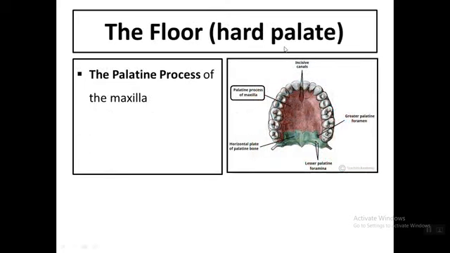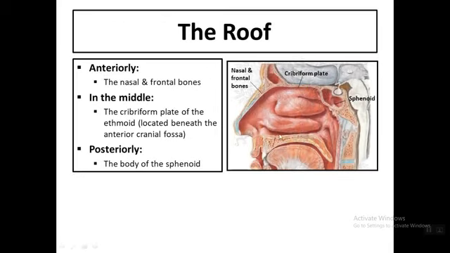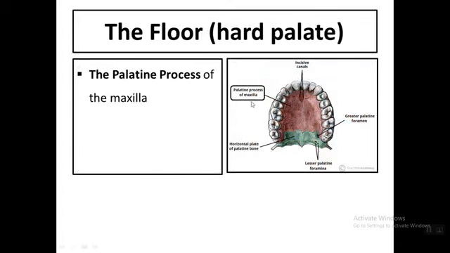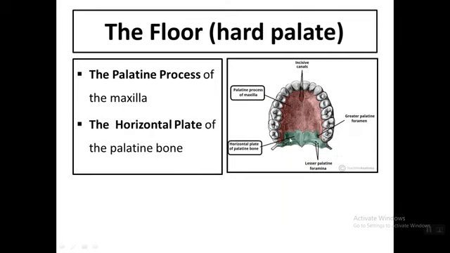The floor, here we can see, is the floor of the nasal cavity, formed by the hard palate. As we know, the hard palate is formed anteriorly by the palatine process of the maxilla, and posteriorly by the horizontal plate of the palatine bone.